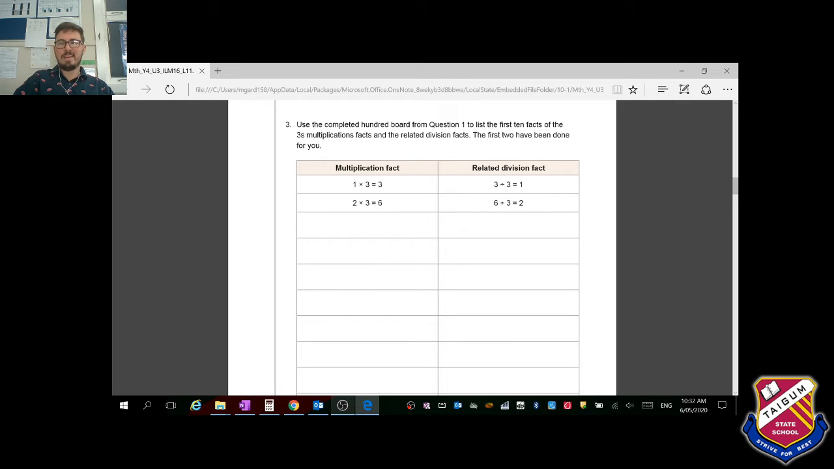Then you've got the related fact, which you can use the multiplication facts to help you. So 3 divided by 3 is 1. So you're working backwards to get the division facts because they're opposites. Pause the video and fill that out for me.